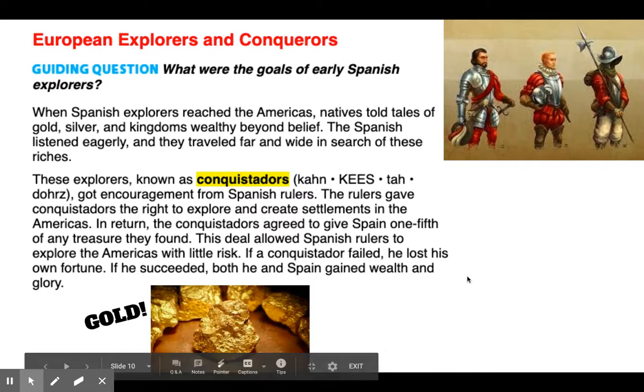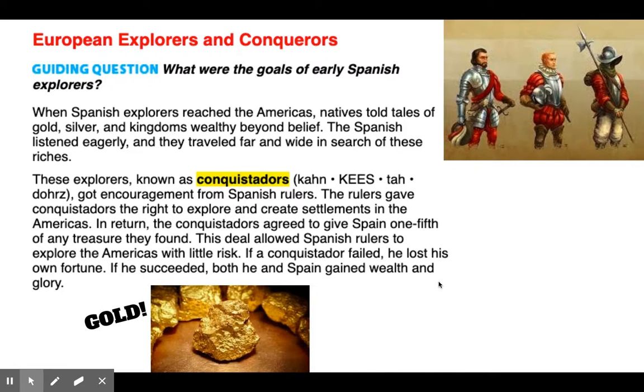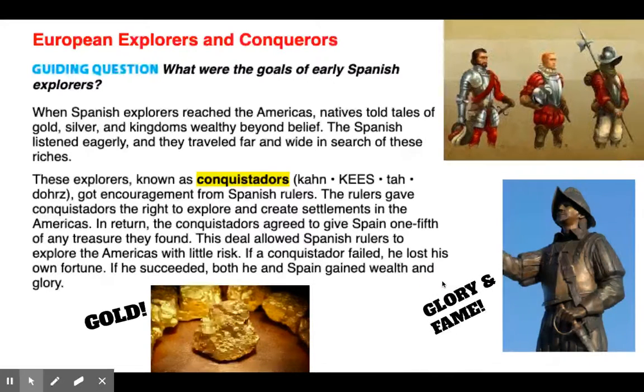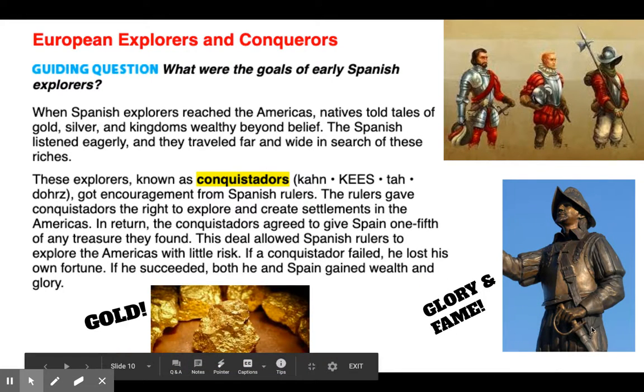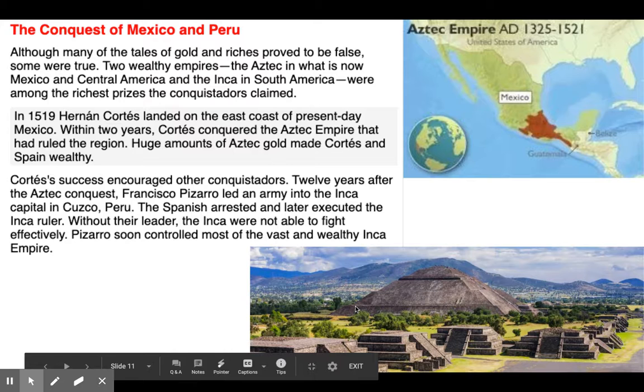So they are definitely going to be on the lookout for gold. Gold is going to be a big thing they're wanting to find in the New World. And each explorer is looking for glory and fame. They want a title. They want people to know who they are. They want people to create monuments in their honor.